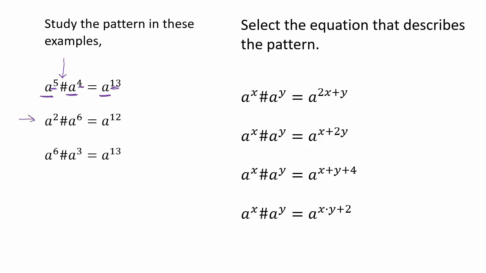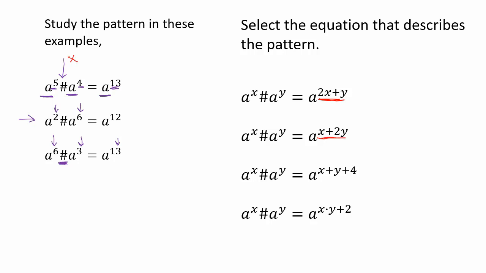In our second example, all the bases are A, the second power, and our second base is A to the 6th. How do we get these exponents, 2 and 6, to end up at 12? And likewise, how does 6 and 3 end up at 13? When we answer that, we know what this hashtag or pound sign symbol is telling us. The most efficient way to do this is just test each of these expressions over here with the exponents.